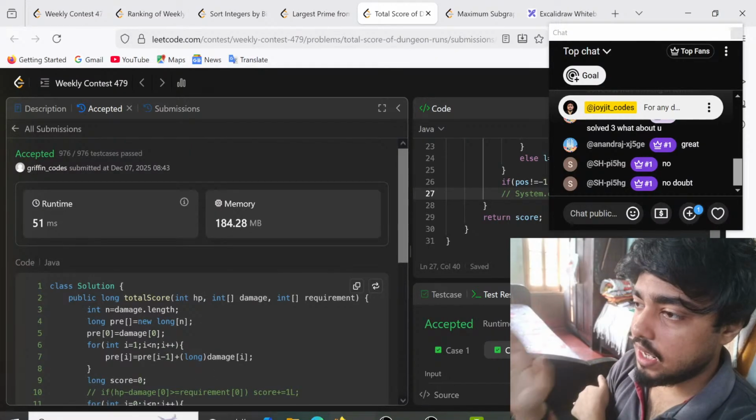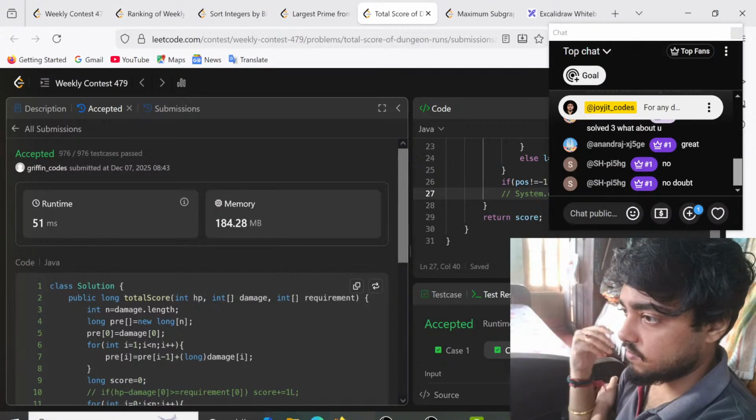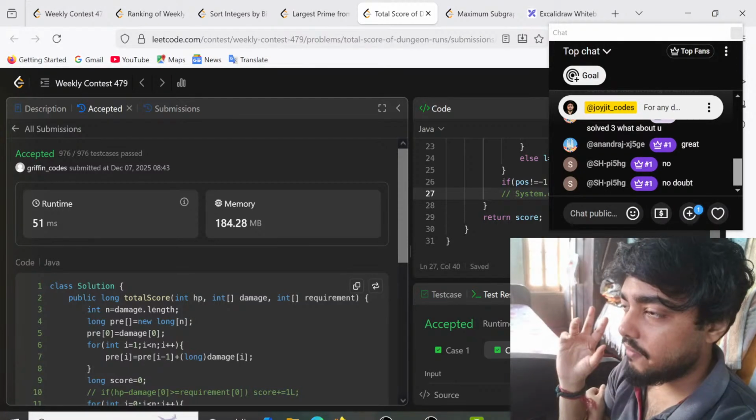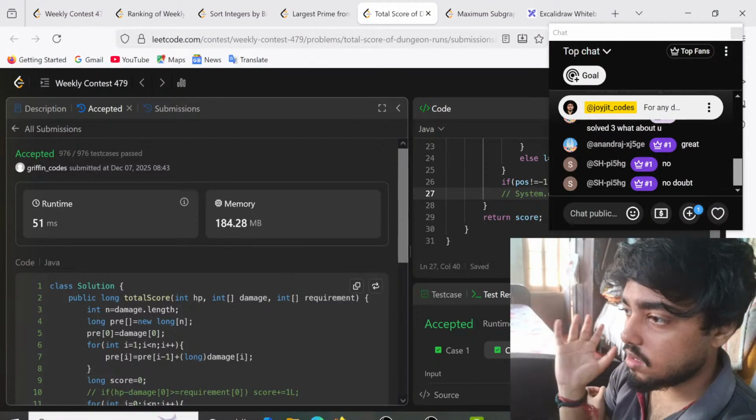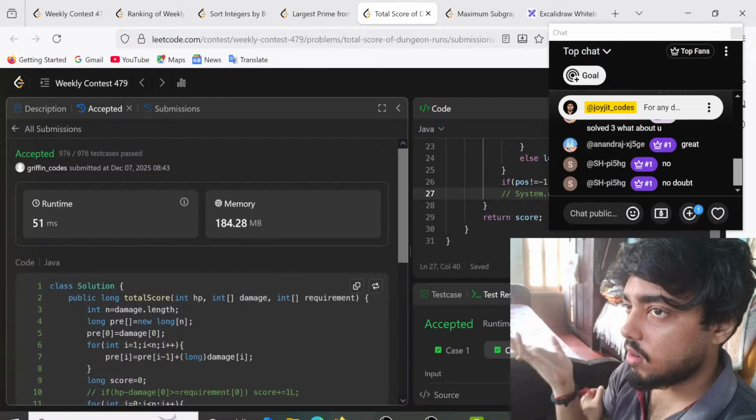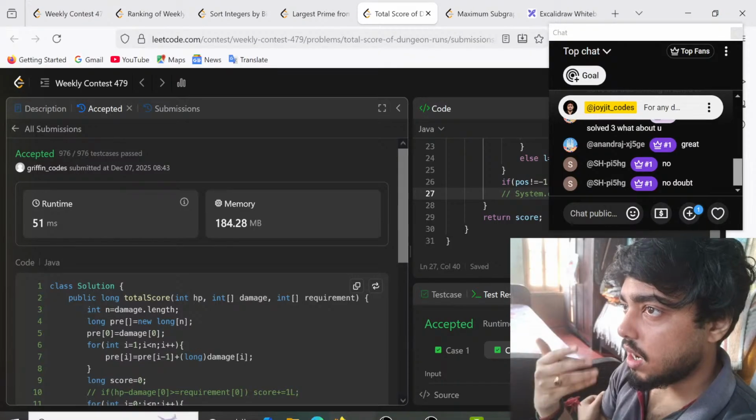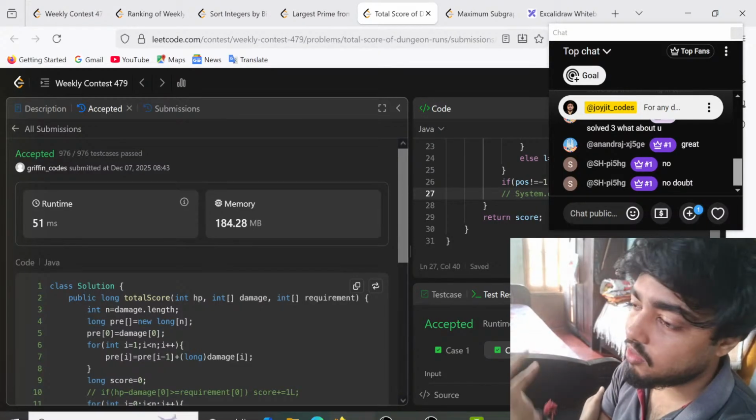Any doubt on this? Anything that you want to ask? If there is no doubt, you can write no doubt. If you want me to move on to D, I can move on to D. If there is no doubt, I can move on to D basically.